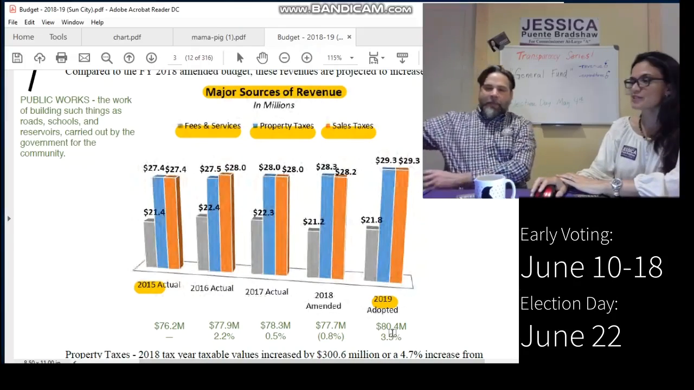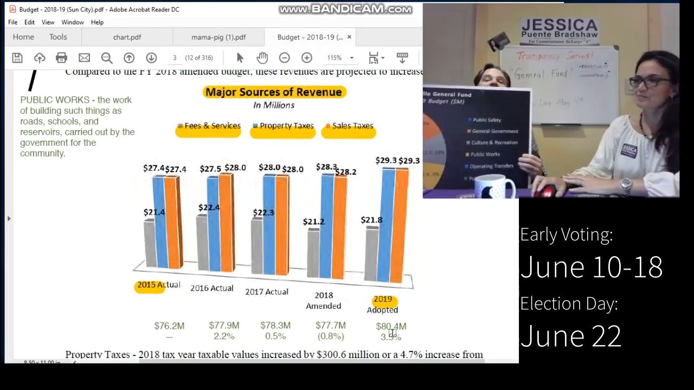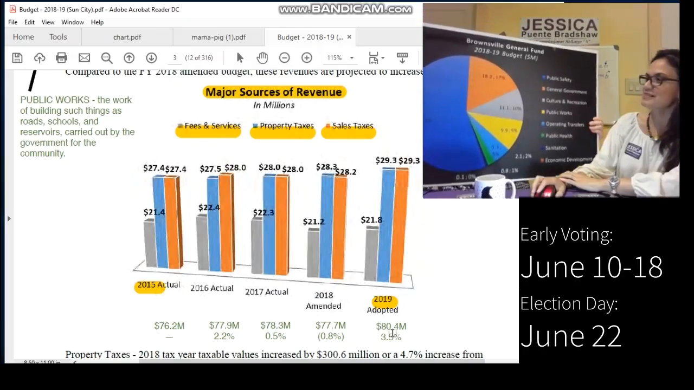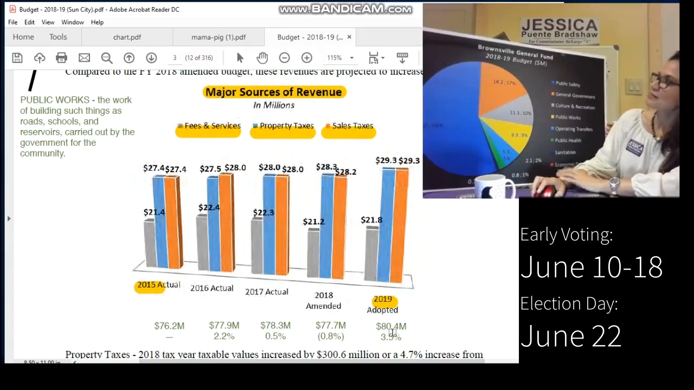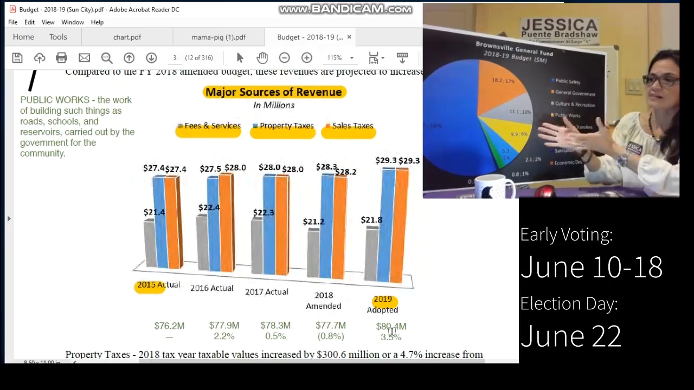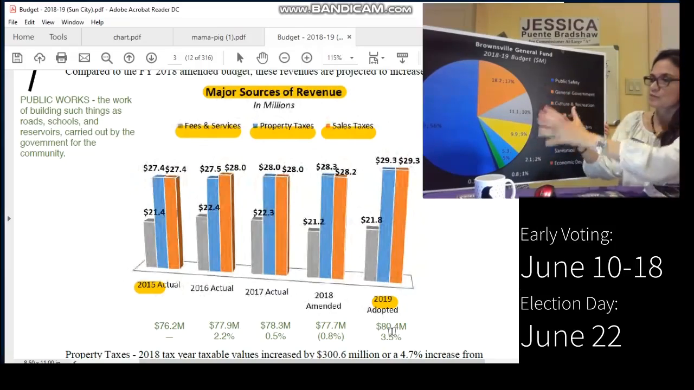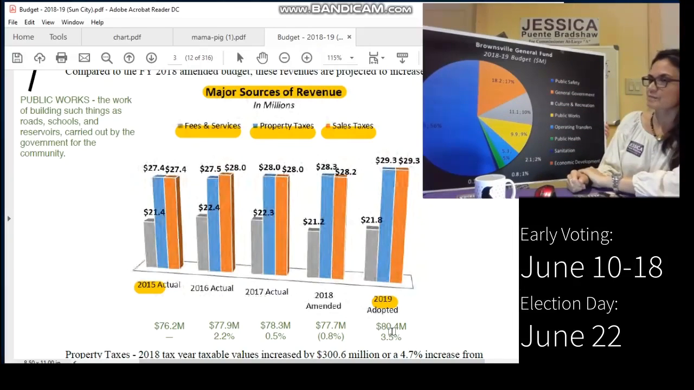The famous little pie chart, to talk about outflows. I'm going to hide for a minute. Yeah, this is the expenditures. And so here is the Brownsville General Fund, 2018-2019. This is the exact same chart that you would find in the city budget, except we've taken the perspective out of it so it's a lot easier to see.